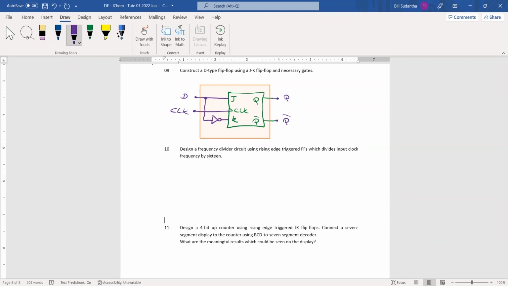Design a frequency divider circuit using rising edge trigger flip-flops, which divides input clock frequency by 16. Okay. What do we have to do here? What is the circuit we have to design here? How many flip-flops do we need? Because it's mentioned it's divided by 16. Then how many flip-flops should be there?